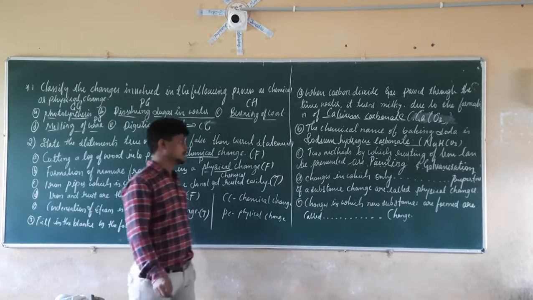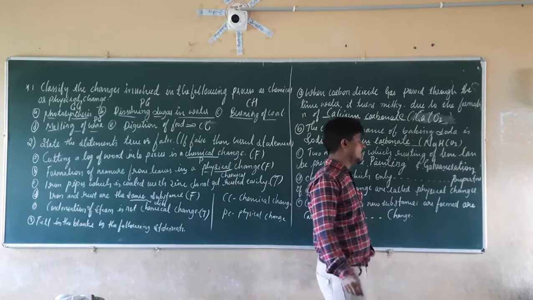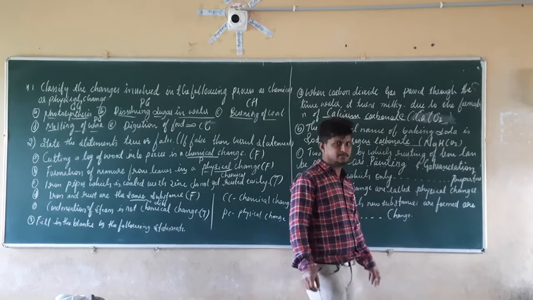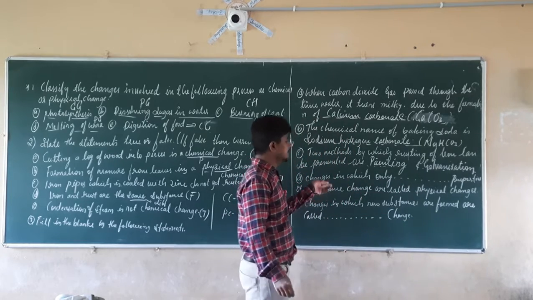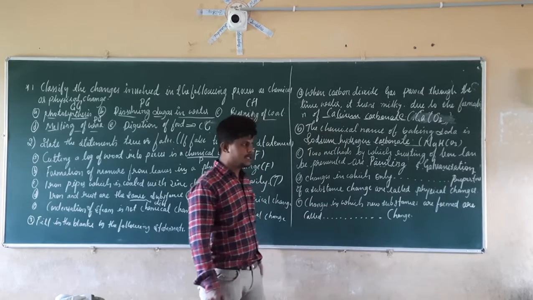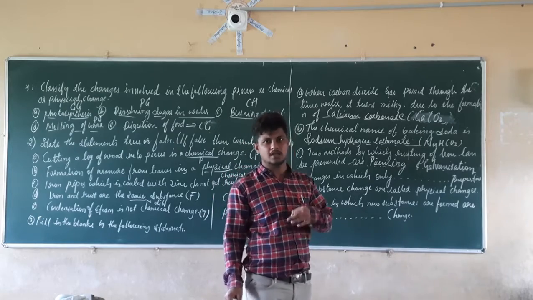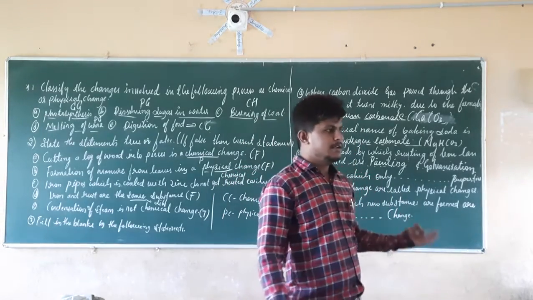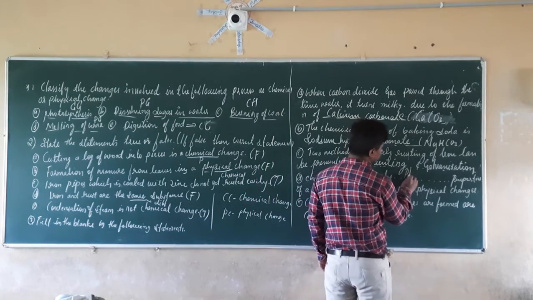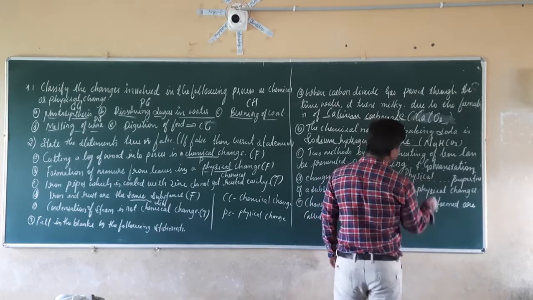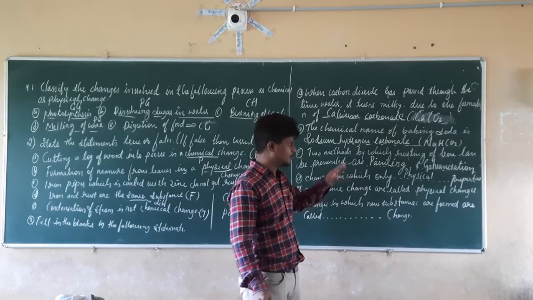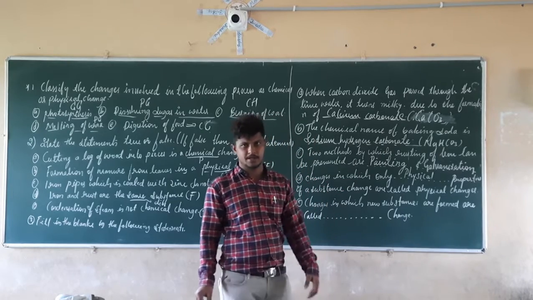Next, D. Changes in which only dash properties of a substance change are called physical change. We already know that physical properties are the only thing which, when they change, is known as physical change. So here we are going to write physical properties. It is the physical properties only which give the physical change.